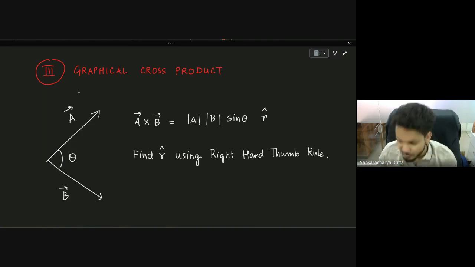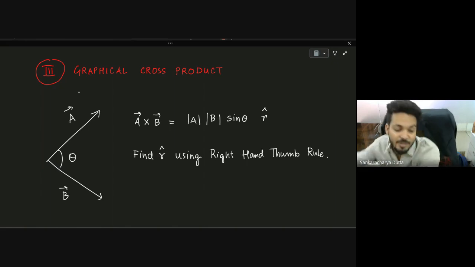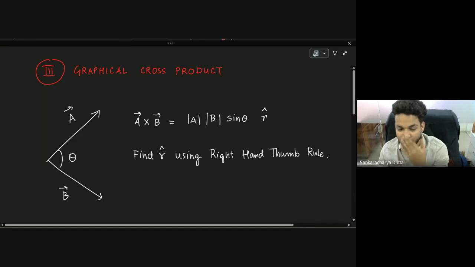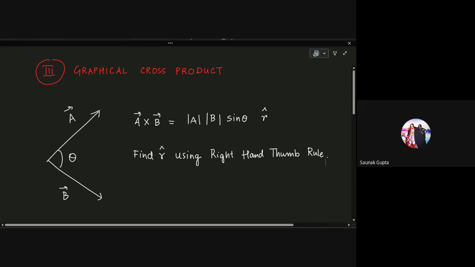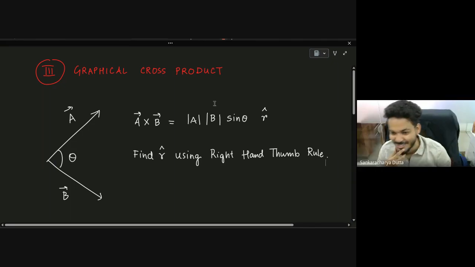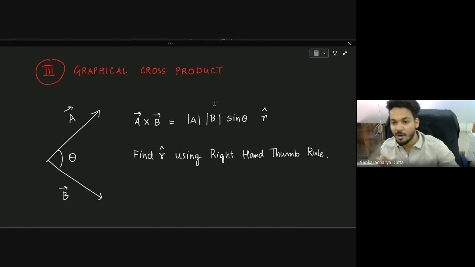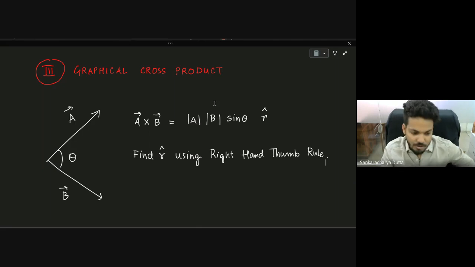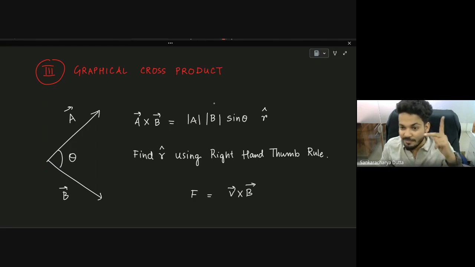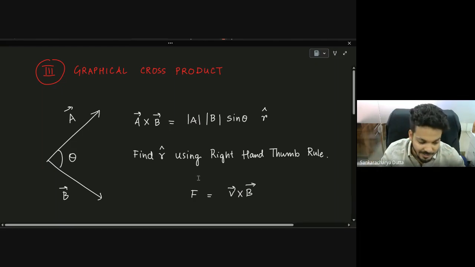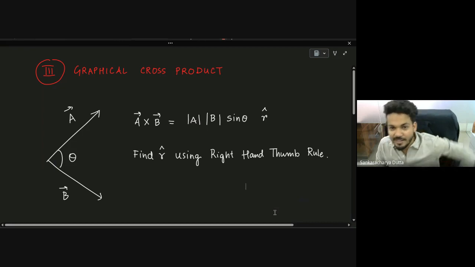Our right hand thumb rule is much more than current and magnetism. It's a universal sort of multiplication. The reason you are using right hand thumb rule is because in magnetism we use cross product. Hence, we were using the right hand thumb rule. The right hand thumb rule is a consequence of the cross product. And because the force on a moving charge is actually given by velocity cross magnetic field, that is why Fleming's right hand and left hand rule were valid there.